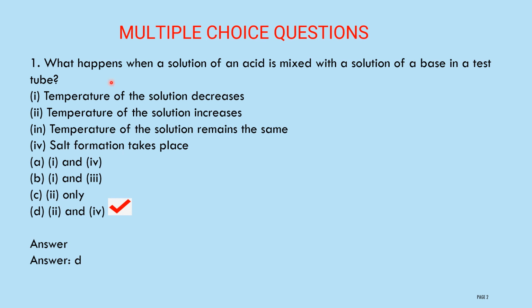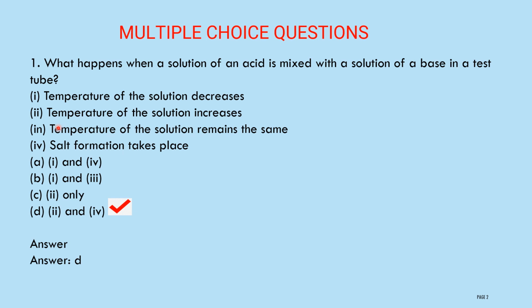First question, what happens when a solution of an acid is mixed with a solution of a base in a test tube? They are asking the question. The options are, first option, temperature of the solution decreases. Option 2, temperature of the solution increases. Option 3, temperature of the solution remains the same. Option 4, salt formation takes place. You know, when acid reacts with base, then you will get salt and water. Therefore, option 4 is correct.